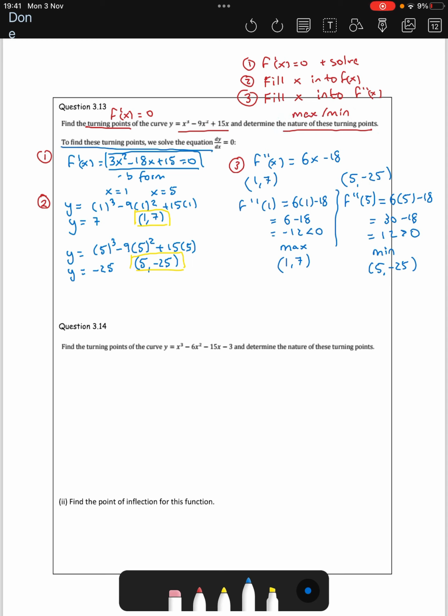The last little bit here says that to find the turning points, we use our first differentiate equals 0, which is what we know anyway. That was our first step. So there's our first question.